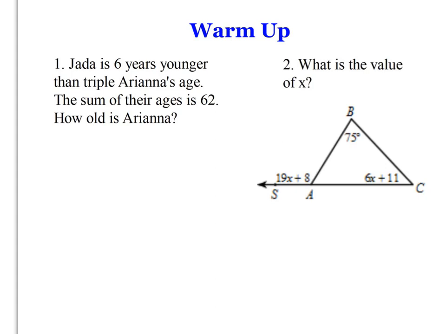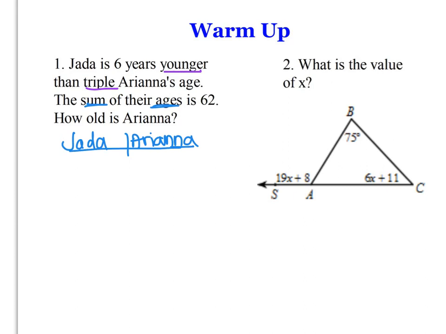Okay, so for number 1, Jada is 6 years younger than triple Ariana's age. Younger tells me I'm going to need to subtract. Triple means I'm going to need to multiply by 3. Sum means I'm going to be adding, so I have to add their ages. This is one of those problems where it's a good idea to create a little chart so that we can identify how to represent each person's age so we don't forget anything.